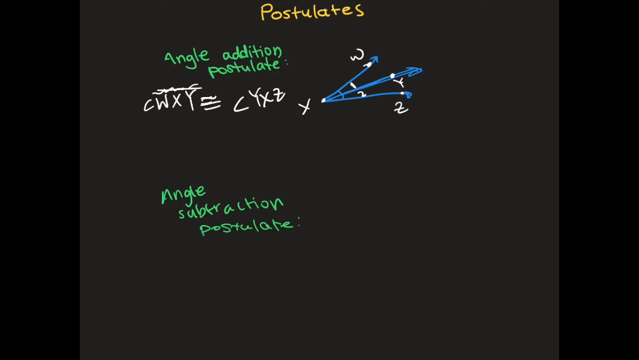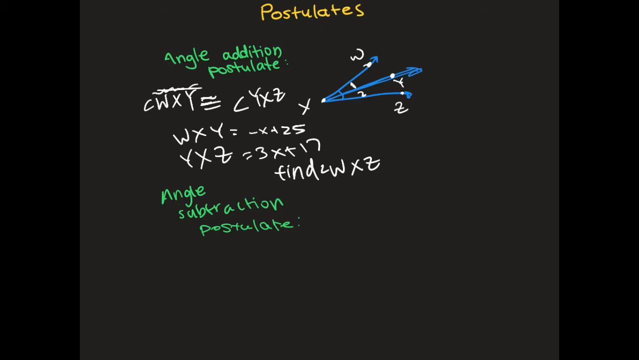That's what we know. What else we're given is WXY is equal to minus X plus 25, and YXZ is equal to 3X plus 17. Now we're asked to find WXZ.